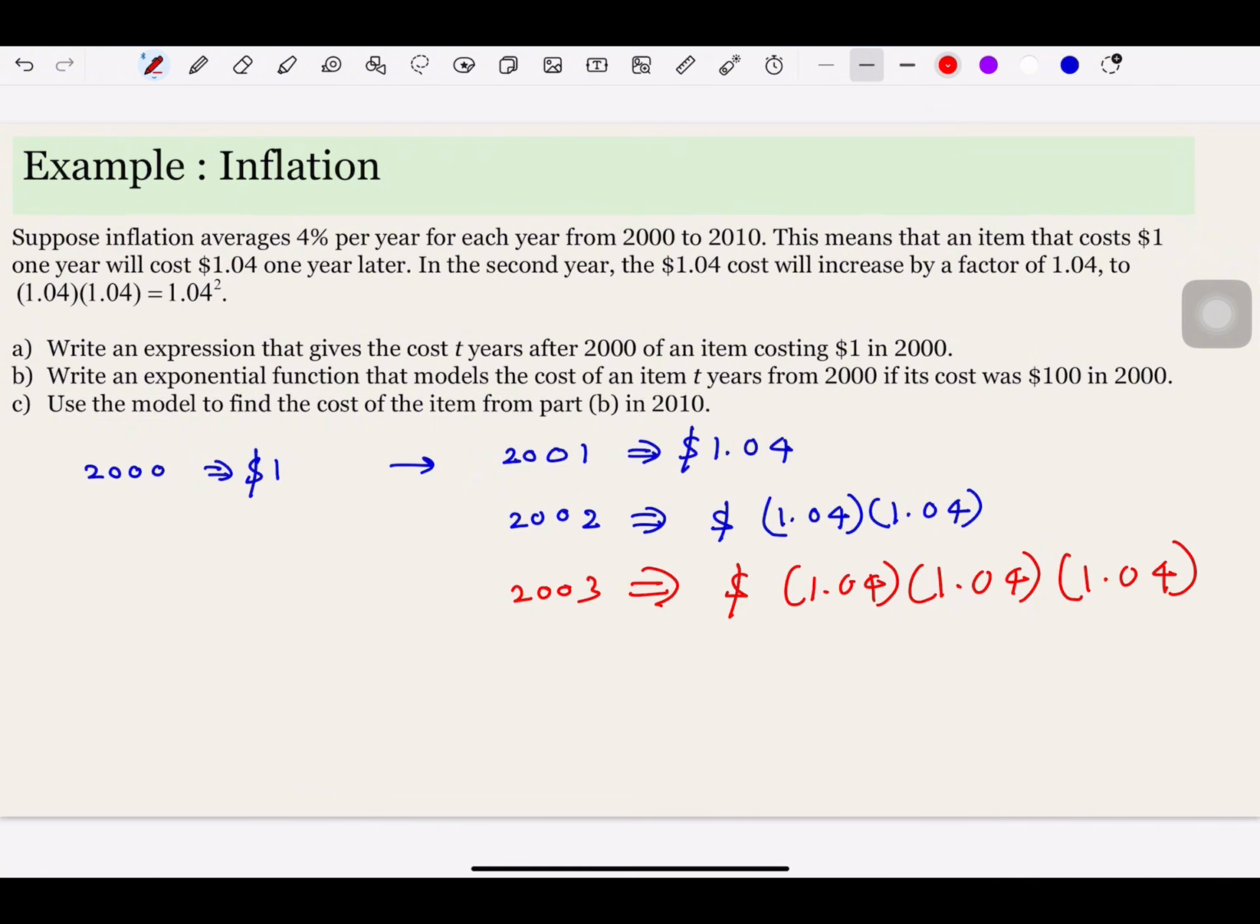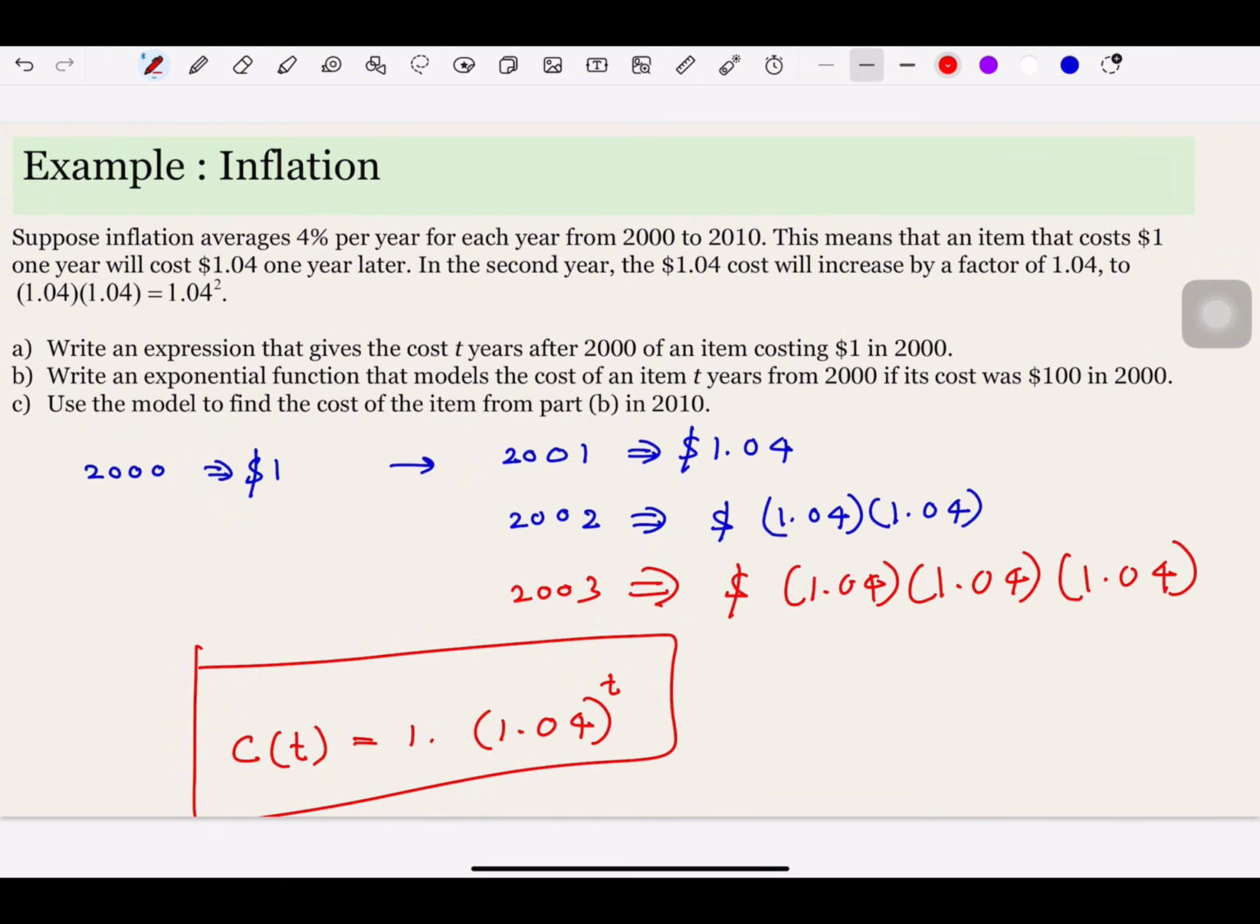So likewise, if you're asked to write an expression that gives you the cost t years after 2000 for an item costing around $1, you can write the formula as 1 multiplied by 1.04, that is the initial amount. So you have to multiply this factor t times, so I'm going to represent that by exponent t. This is a cost function, and it's a function of t, so I'm going to write it like this. So this expression will give you the cost t years after 2000 of an item costing around $1.